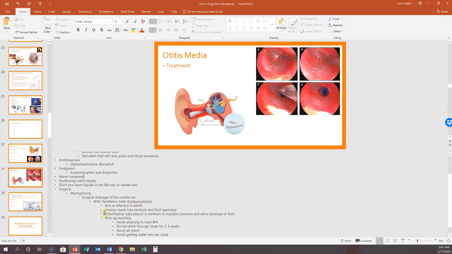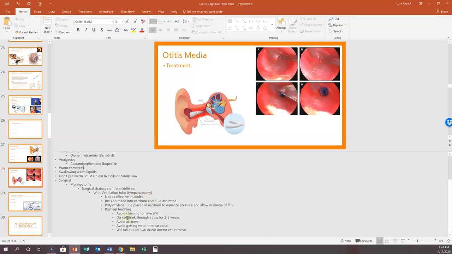Surgical fixes. We could do something called a myringotomy, or set somebody up for that, which is a surgical drainage of the middle ear. A ventilation tube may be placed, which is a tympanostomy. This is not as effective for adults that get frequent ear infections, but very effective for little kiddos. So an incision is made into the eardrum. That's what this picture is up here.